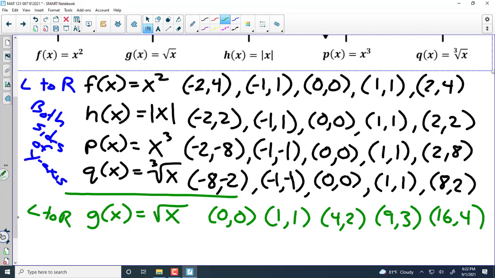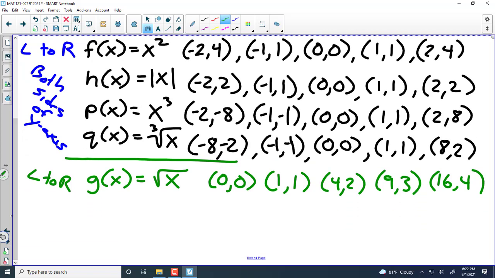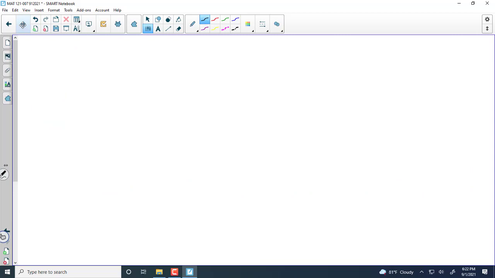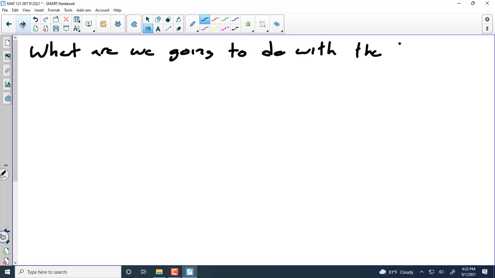Okay, so I do not expect you to have all these memorized right now, but I do expect you to start learning them because it will really help you out later. Let's move on. What are we going to do with the 5 basic functions that we just saw on the previous page? What are we going to do with them?